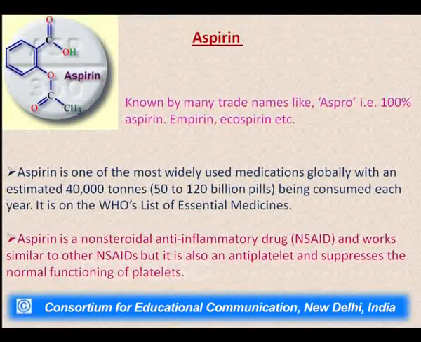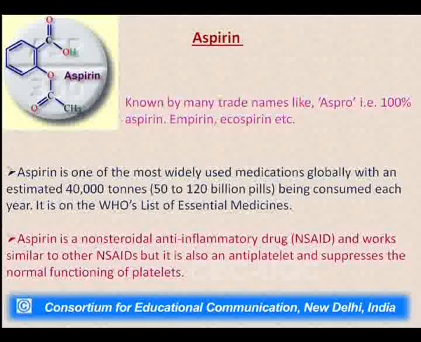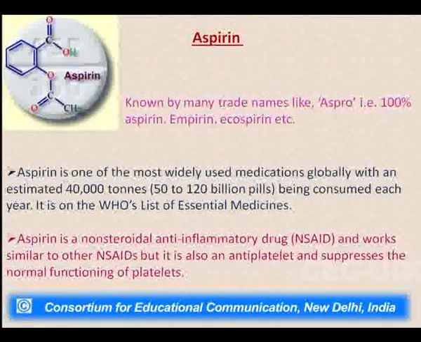Welcome back. After discussing the classification of drugs, now we will discuss some individual members of the antipyretic analgesic drugs. One of them is aspirin. Aspirin is known by trade names like Asparo, which is 100% aspirin. It is also in the market under the names Impirin, Ecosprin, etc.